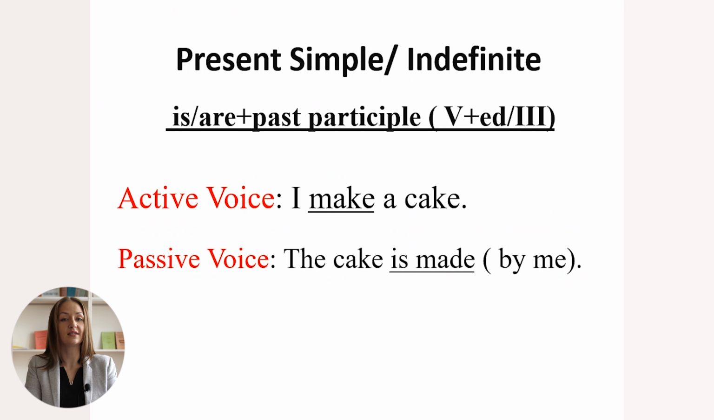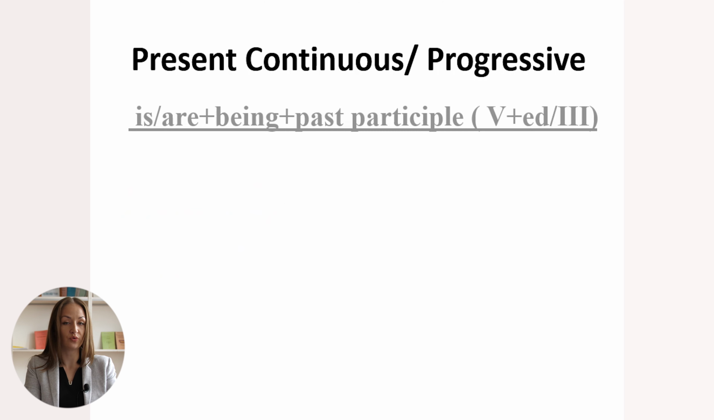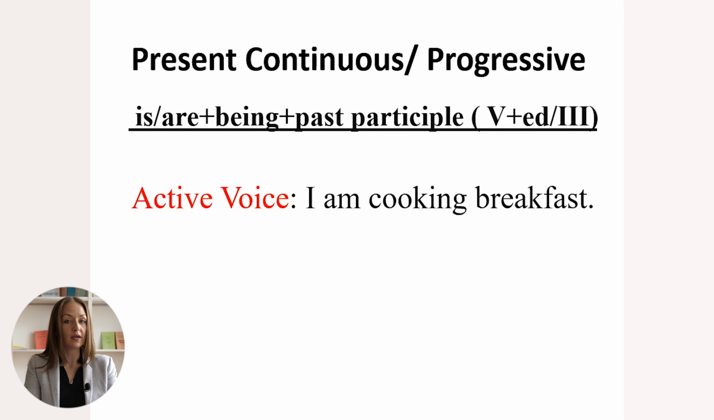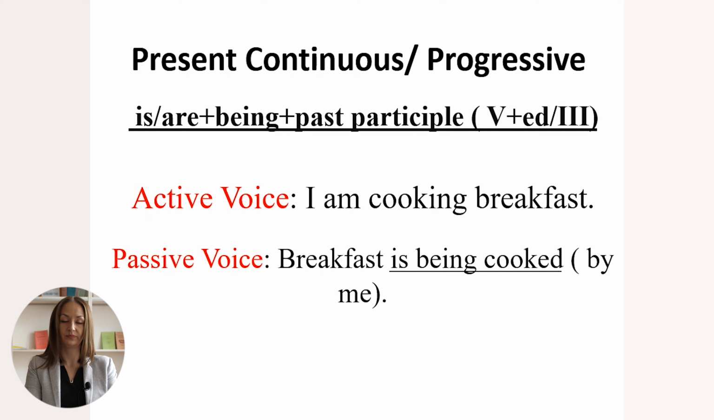Another grammar tense is present continuous, which is also called present progressive tense. How do we form it in passive voice? We use the verb to be in its present form, that is is or are, plus being, plus the past participle of the meaningful verb, that is the ed ending of the regular verb or the third column of the irregular ones. Let's see an example. I'm cooking breakfast is the active voice sentence. In the passive voice, it's transformed this way. Breakfast is being cooked by me.